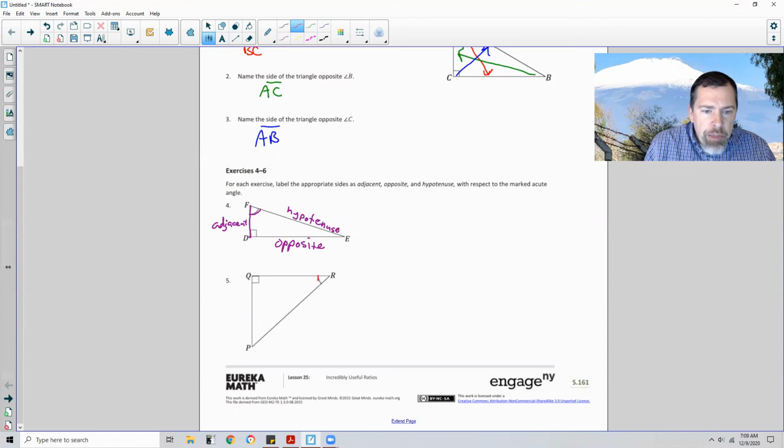Okay, so now we're talking about angle R. Opposite the right angle is the hypotenuse. And now I'm just going to use abbreviations. The side opposite is over here. And the side that is used to make the angle R is adjacent. You might think of that other side that's used to make that angle as an adjacent side, but that's the longest side, so we don't call that adjacent, we call it a hypotenuse. Okay.